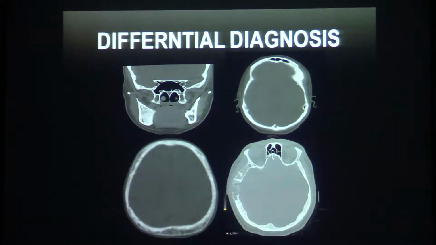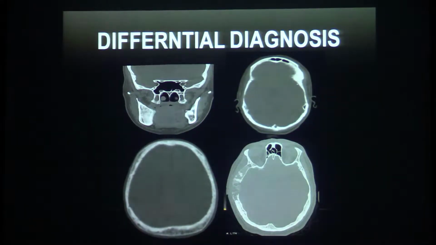So, what about differential diagnosis? We can see here 4 cases of expansile bone lesions, only one of which would be fibrous dysplasia. We can see in the lower right corner, this is fibrous dysplasia. Above it, it's intraosseous meningioma. On the left upper corner, we can see cemento-ossifying fibroma. And in the left lower corner, this is Paget disease.